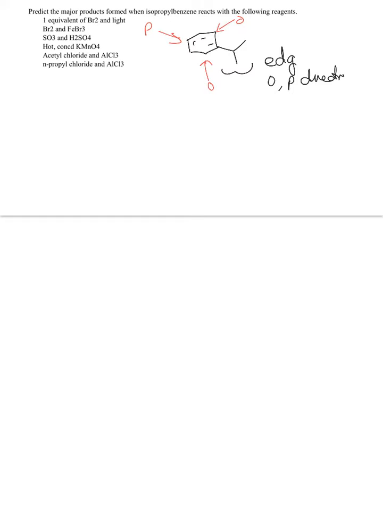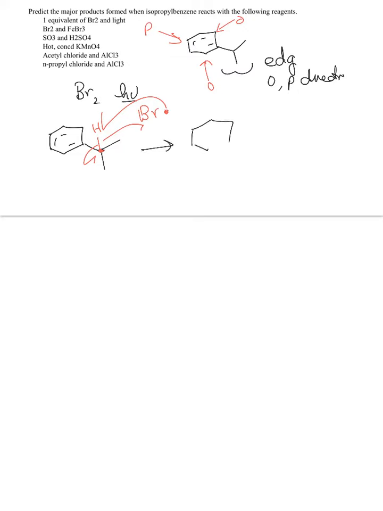Okay, so the first reaction is one equivalent of bromine and light. Now we know we're dealing with the benzylic position, and the benzylic position is right here. On that carbon there is a hydrogen that will get abstracted by a bromine radical. There's our fishhook arrows, and then this other one goes there. That accounts for three electrons. And so you wouldn't even touch the aromatic ring.